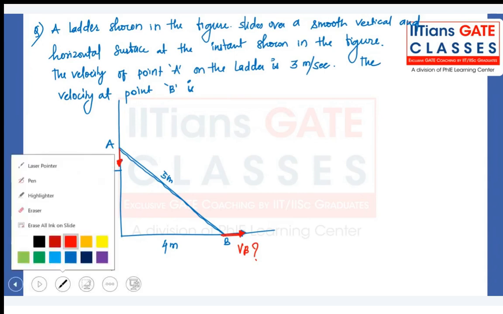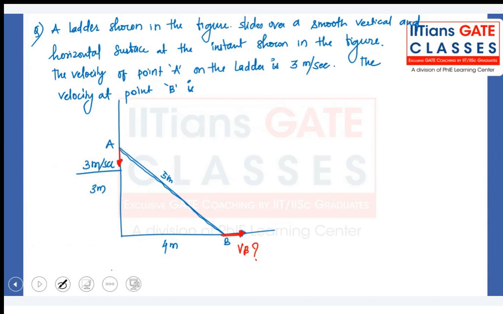Okay, anyone got the answer? It's not a difficult question. I'll give one more minute to you to think on it. So if you put a ladder and the vertical and horizontal surfaces are smooth, it is clear that it will slide down. So A is coming down at 3 meters per second. What is the velocity of point B? Yes, 2.25 is the correct answer, Abhishek.